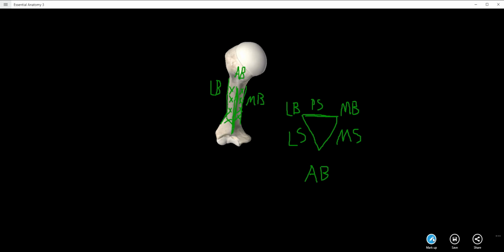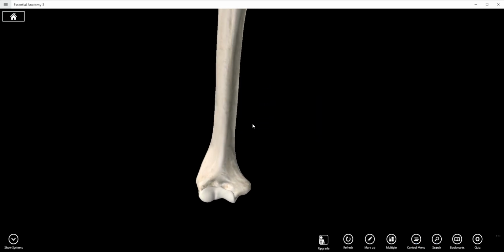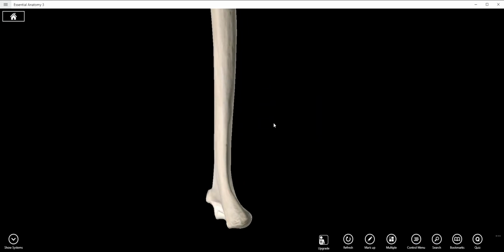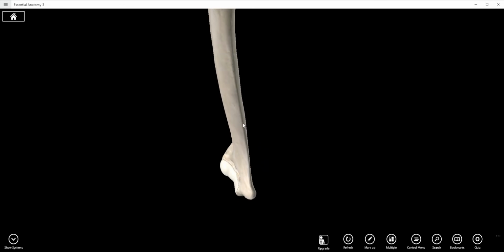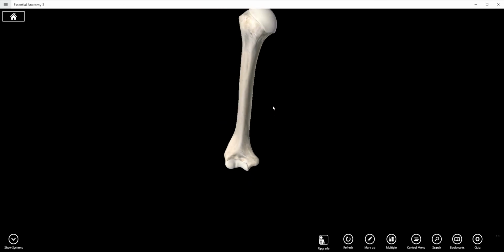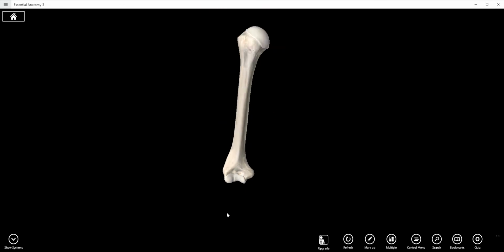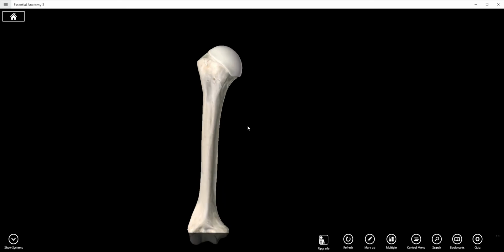Okay, let's get rid of all this and just take a look. So you can kind of see those three surfaces and three borders. All right, so that's borders and surfaces of the humerus. There are some structures on the shaft itself besides just those borders.